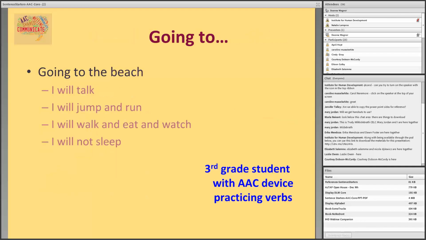Looking at going to as another 2-word combination, this is a really nice way to talk about what I will do. So the typical kids use the combination of words going to, and it can be modified. Instead of having going to repeated over and over again, we can use the high frequency words I will. So here's a 3rd grade student practicing verbs on his communication device using the I will frame followed by verbs.